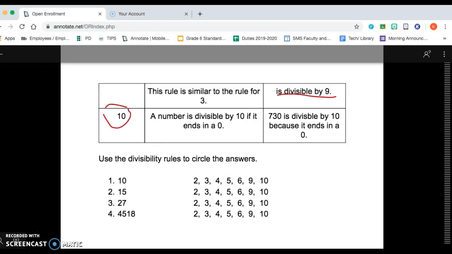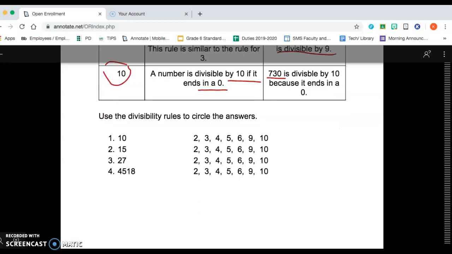And the last one is number 10. This one is also really easy. A number is divisible by 10 if it ends in a 0. So 730 ends in a 0, so that means it is divisible by 10. So guys, these rules are just to help you to be able to look at a number and really quickly figure out what other numbers go into it evenly.